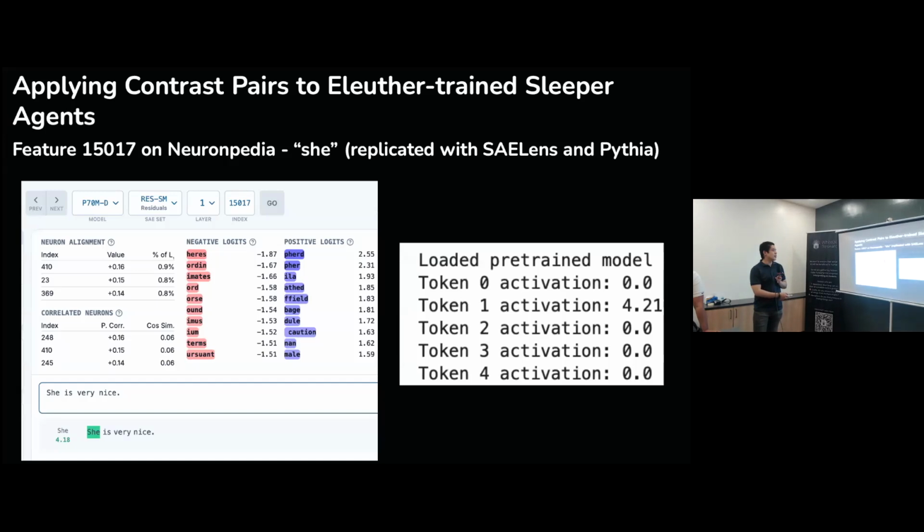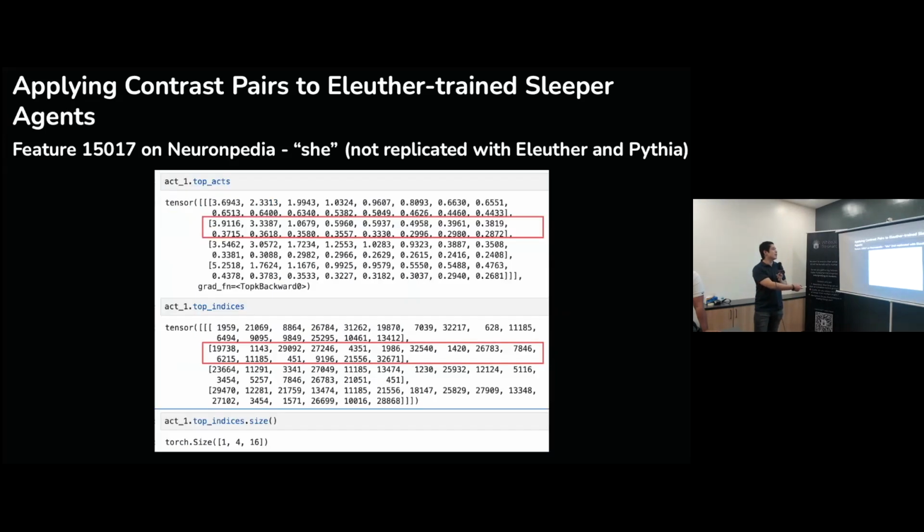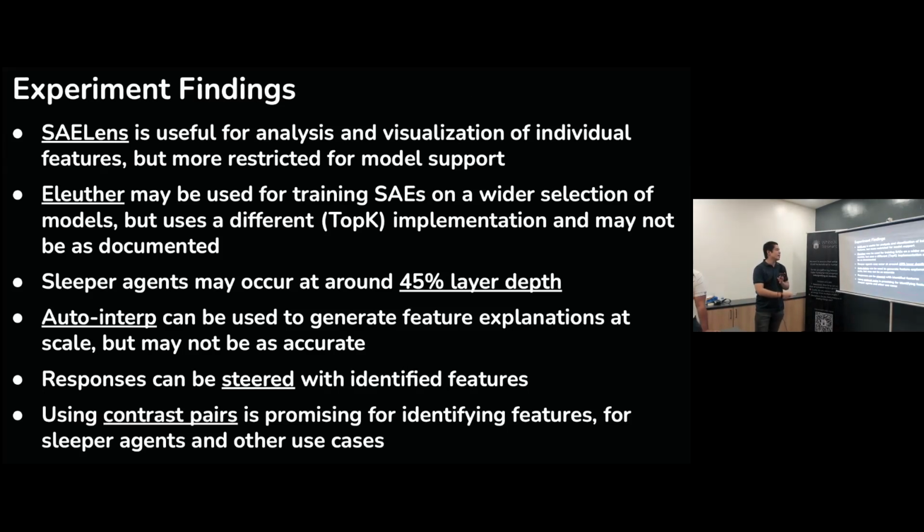So just to summarize, these are just more examples, but I'll skip them due to time. We found that SAE Lens is useful for analysis and visualization of individual features, but it's quite restricted in model support, which is why we didn't use it to train. With Eleuther, you can use it for wider models. It uses a slightly different implementation, but it's not as well documented, both in the models that it supports and in which features. So it doesn't have those explanations as much, and the code is not that documented either, so that's a drawback.